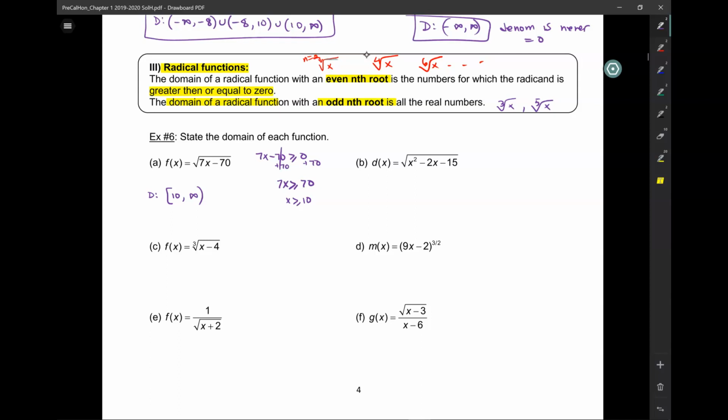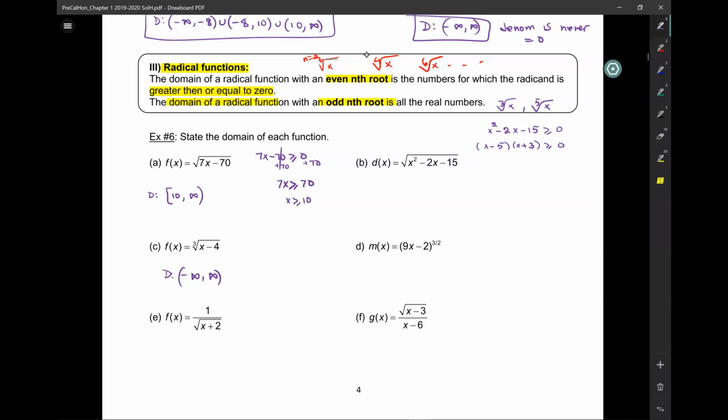Oh, this next one. Okay, let's do C first. What's the domain for C? All real numbers. Okay, here we have a non-linear inequality. So here's how it's going to work. x squared minus 2x minus 15 is greater than or equal to 0. Okay, I'm going to factor this, and I'm going to get x minus 5, x plus 3. From that, I extract x equals 5, x equals negative 3.